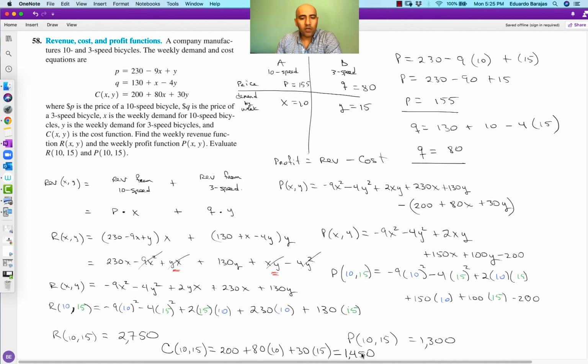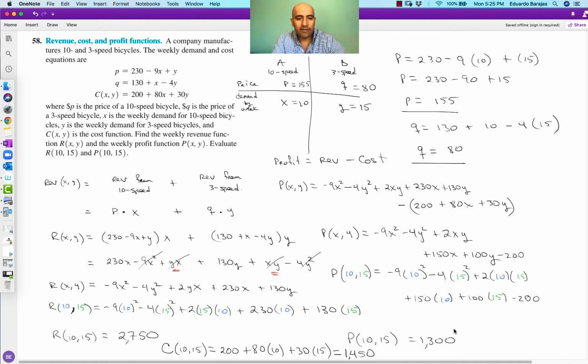So that's the total cost of producing 10 speeders and 15 3 speeders. So it's the cost of producing them. And of course, this is the total revenue collected. So if we subtract 2750 minus 1450, we get to the profit, which is 1300. Right, so that matches up.